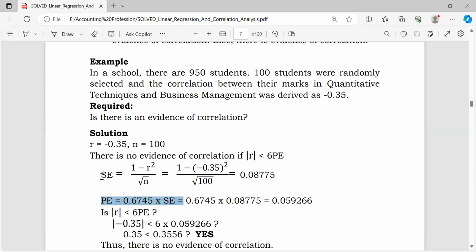What is the standard error again? Standard error equals 1 minus the square of the correlation coefficient, over the square root of the sample size. So you just substitute your data here. The correlation coefficient was negative 0.35. You square it, take 1 minus that figure, and then divide by the square root of the sample size n, which was 100. And then you arrive at this figure. I hope you have a calculator with you to make matters much simpler. Now the probable error is 0.6745 times the standard error, which, if you multiply, you end up with this figure here.